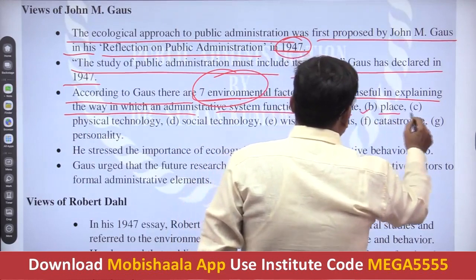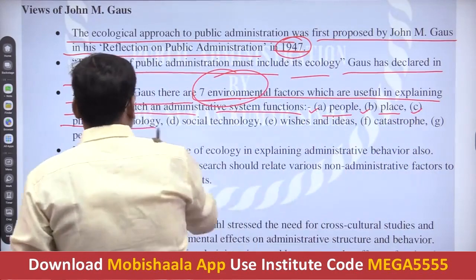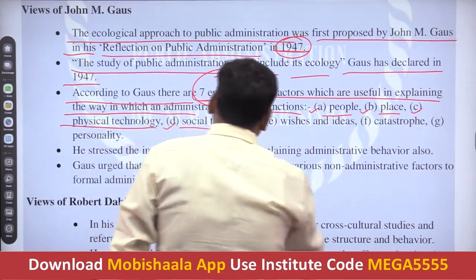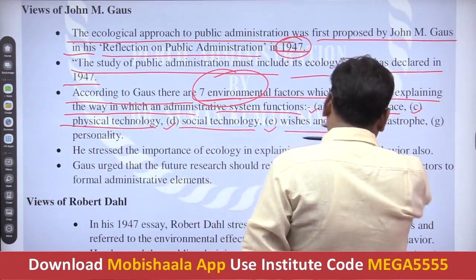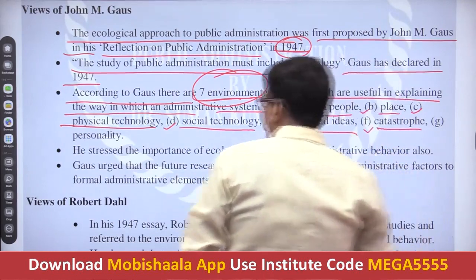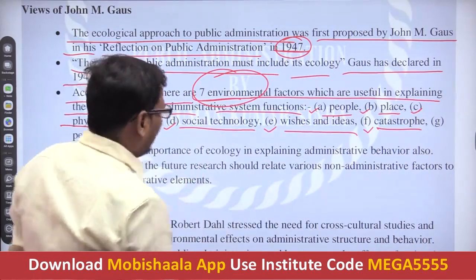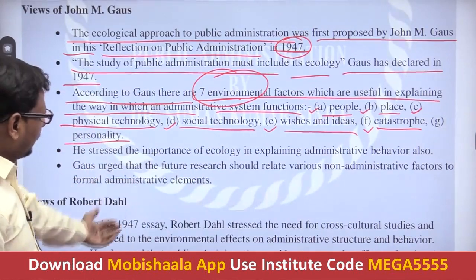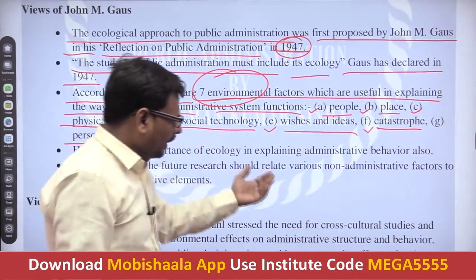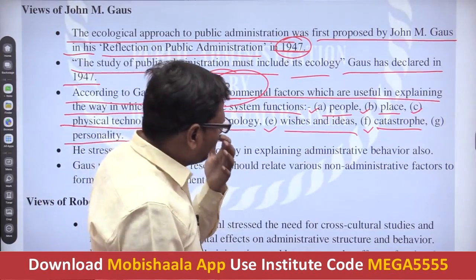Second is place. Third is physical technology. Fourth is social technology. Fifth is wishes and ideas. Sixth is catastrophe, and seventh is personality. So these 7 environmental factors decide each and every aspect of public administration.